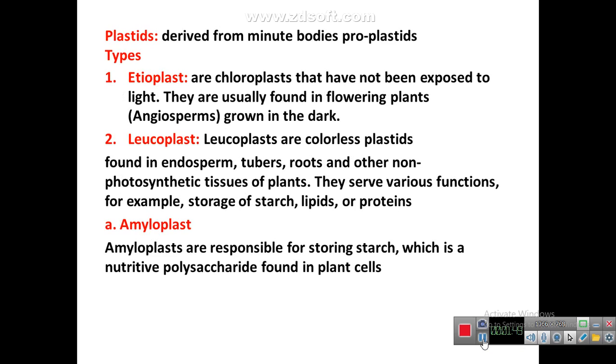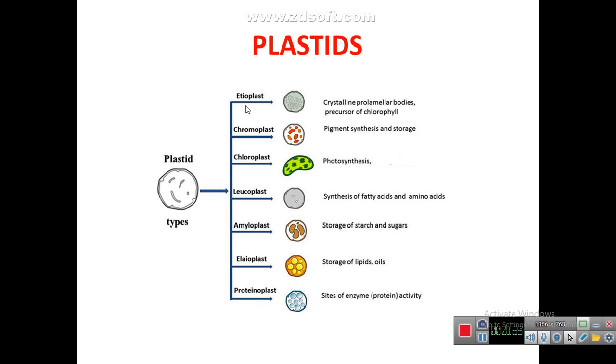Another cell organelle is the plastid, which is derived from minute bodies, proplastids. There are different types of plastid: etioplast, the precursor of chlorophyll; chromoplast, pigment synthesis and storage; chloroplast, photosynthesis; leucoplast, synthesis of fatty acid and amino acid; amyloplast, storage of starch and sugar; elioplast, storage of lipids and oils; and proteinoplast, the site of enzyme activity.